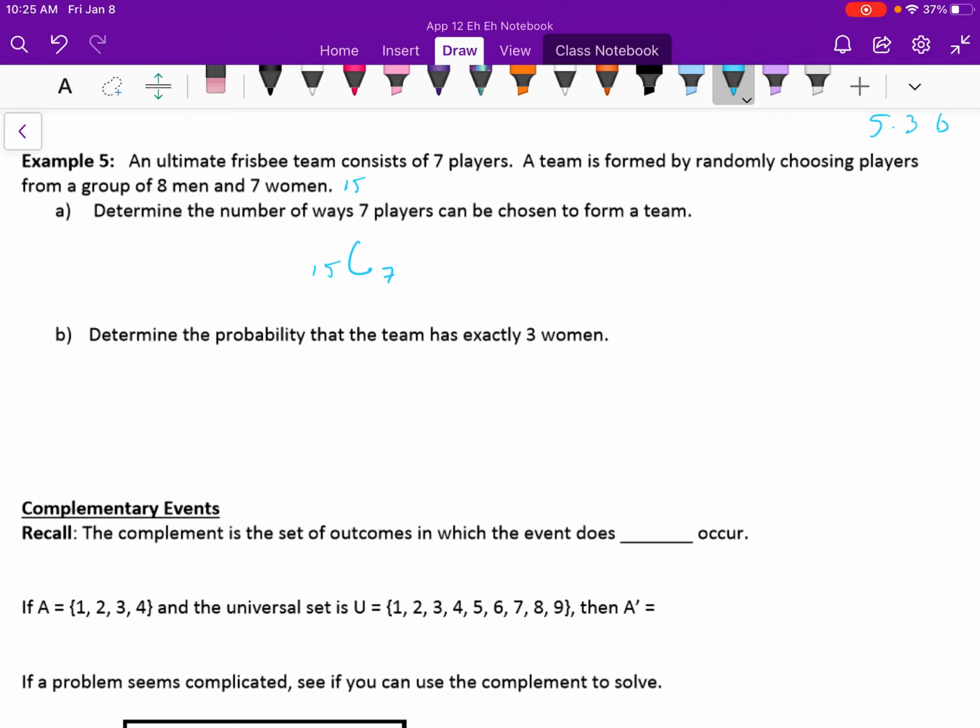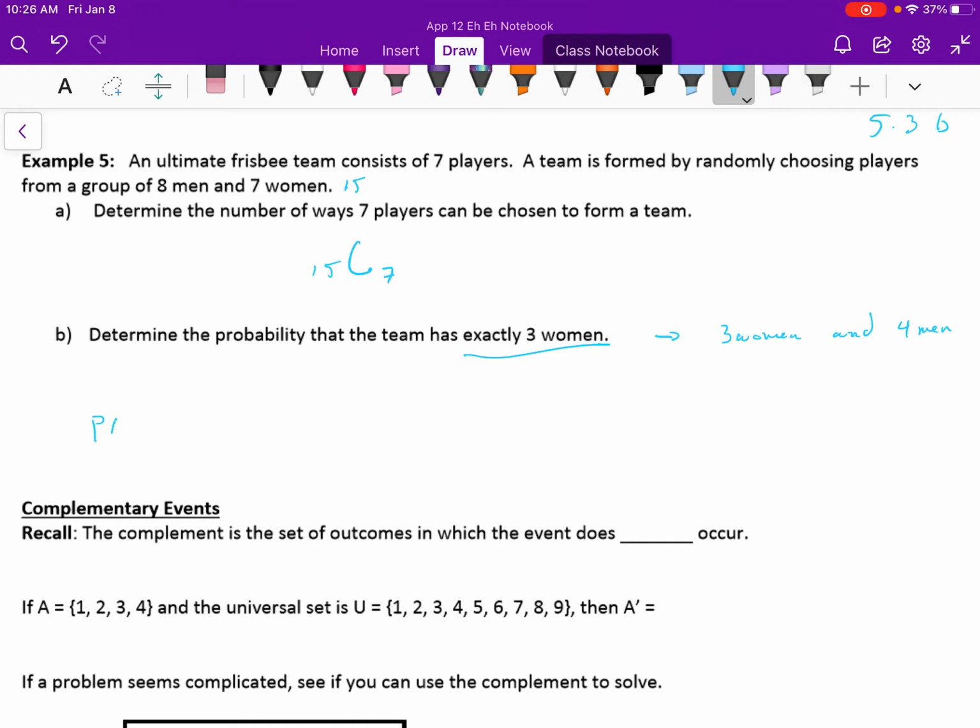Now, determine the probability that the team is exactly 3 women. Now, exactly 3 women is going to imply something about men. Remember that our team is 7 players. So really, what does that mean? It means 3 women and 4 men. That's what it really means, right?